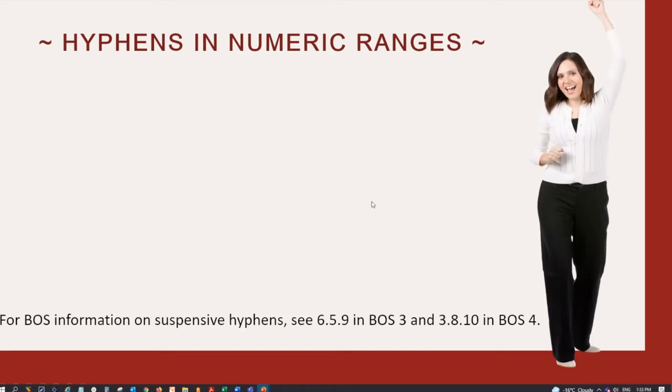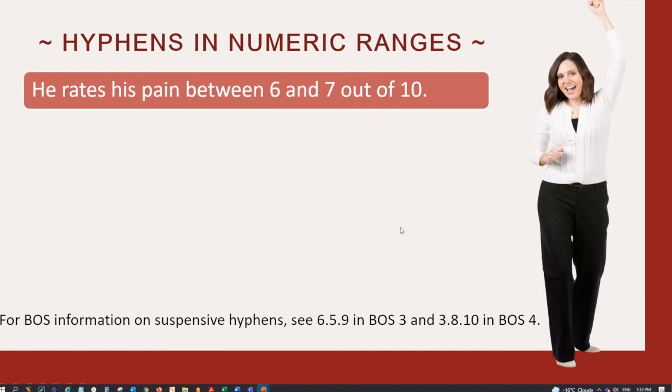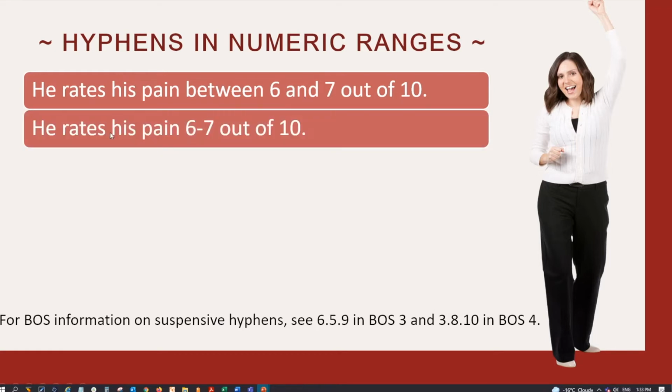Okay, so hyphens and numeric ranges. I wanted to show some examples. He rates his pain between 6 and 7 out of 10. We have a between and an and phrase there, so we don't use the hyphen. He rates his pain 6 to 7 out of 10. So 6 to 7 is fine. We don't have any of those other issues. There's no decimals, no negative numbers, none of those other problems, so we can use the hyphen.